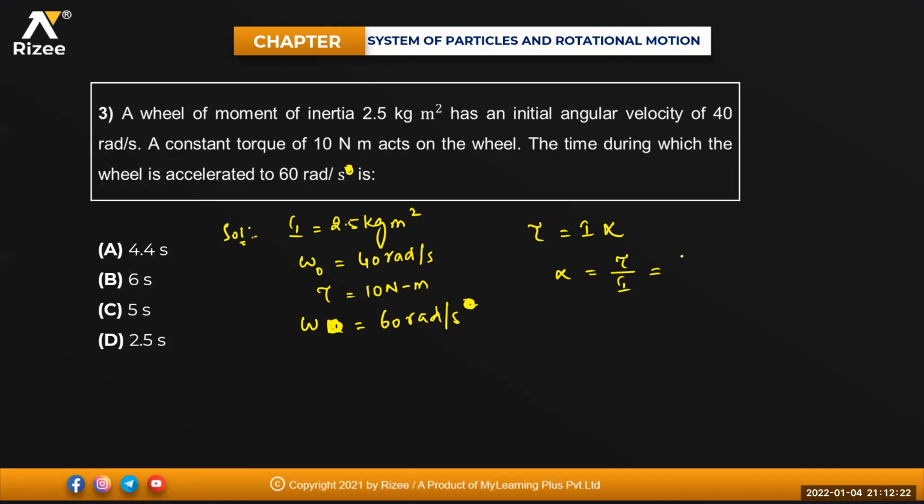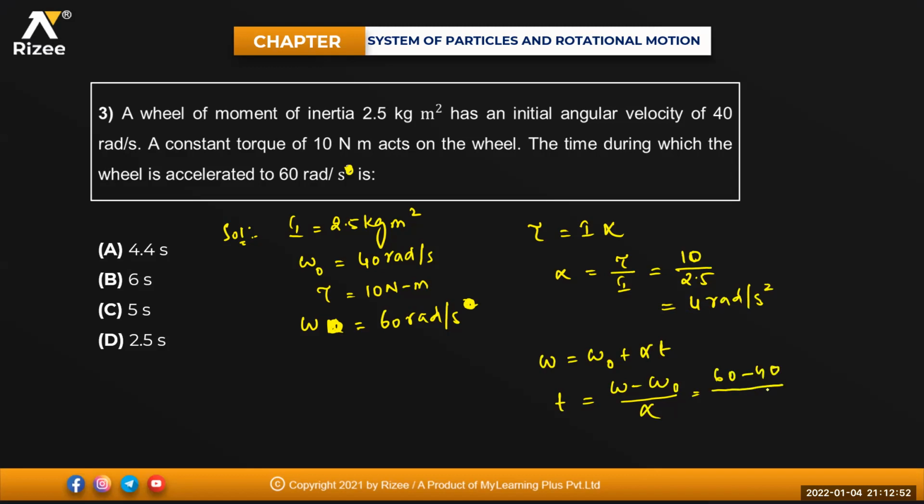Torque value is equal to 10, moment of inertia is 2.5. That means alpha will be equal to 100 divided by 25, that means 4 radians per second square. Second, use the formula omega equals omega naught plus alpha into t. So t will be equal to (omega minus omega naught) by alpha. Omega value given is 60 minus 40, divided by alpha which is 4. So this will be 20 divided by 4. 4 fives are 20. So that will be equal to 5 seconds. Clear?